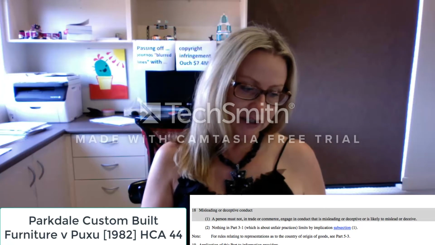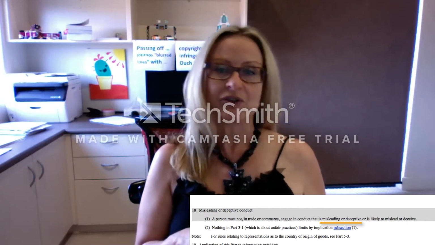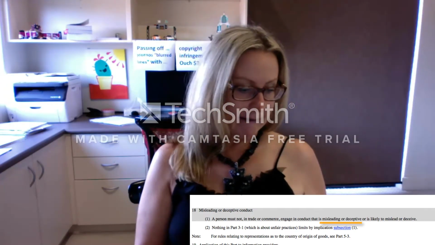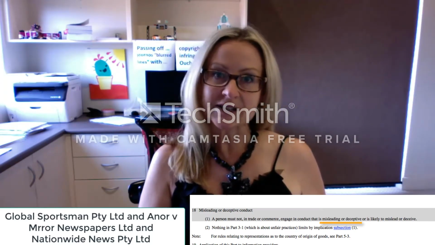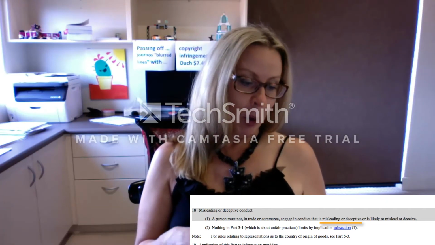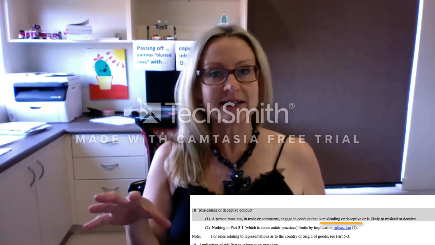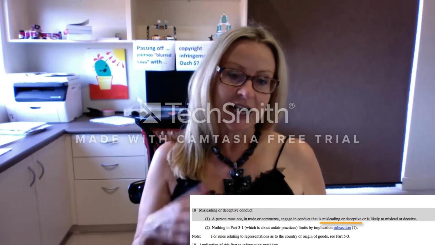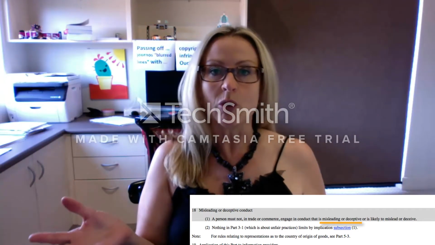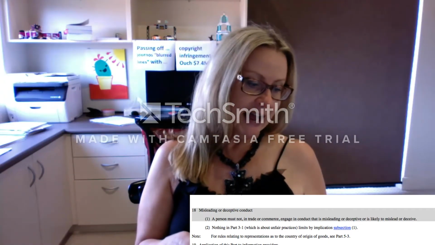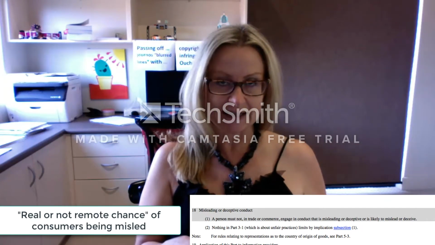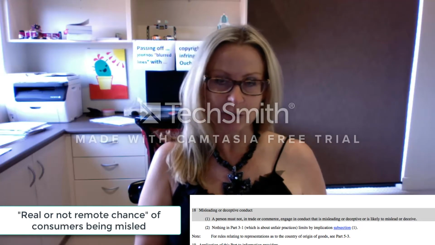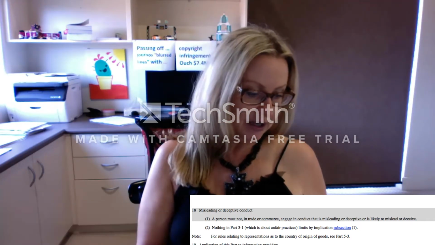Under Parkdale, it will be misleading or deceptive if it leads into error or is likely to do so. The Global Sportsman case tells us what kind of chance there needs to be of a consumer being misled or deceived. And remember, they said it doesn't really matter if it's less or more than 50%. If there is a real or not remote chance of consumers being led, then that's the kind of misleading or deceptive conduct that the provision is designed to prevent.